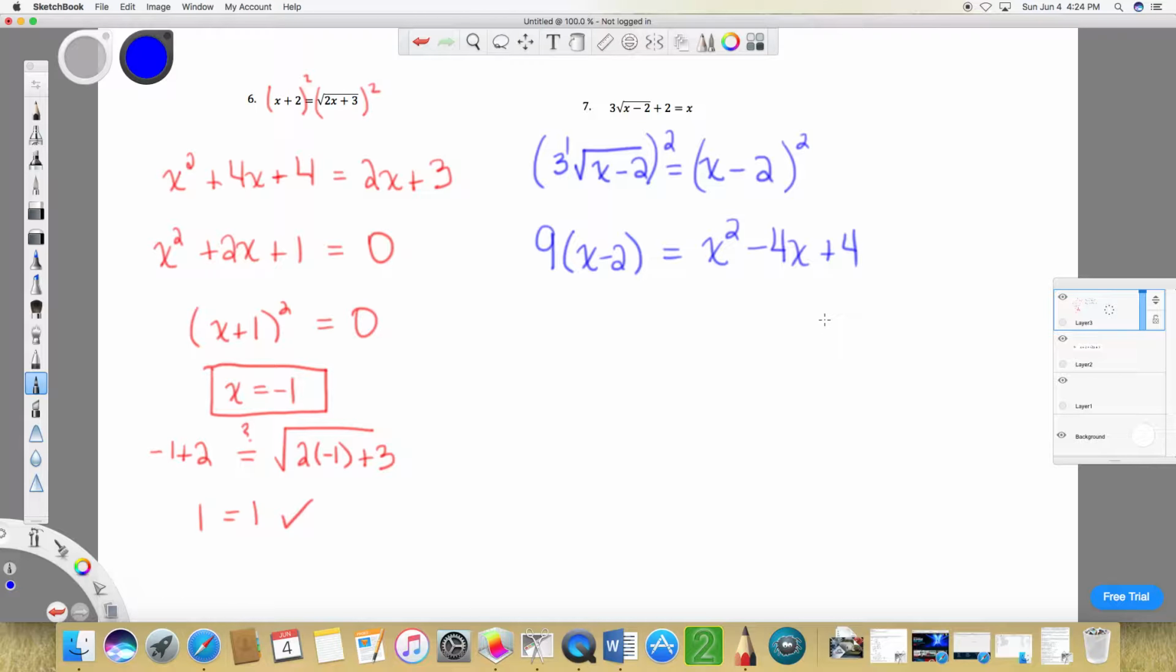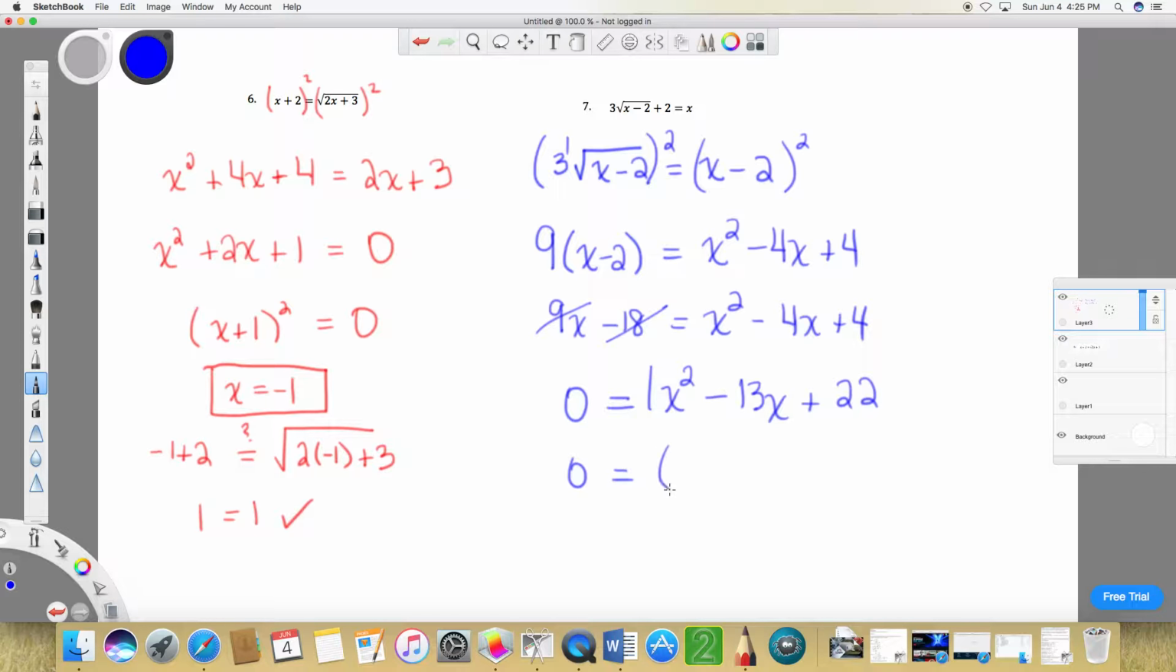So this is a quadratic equation. I want to get this in standard form. Let's go ahead first and distribute this 9 through, giving 9x minus 18. And let's get all the terms on the right-hand side so that we have 0 on the left-hand side. So if we take away 9x from each side, we've got our 1x squared, and minus 4x minus 9x is minus 13x. If we add 18 to each side, we'll have 22.